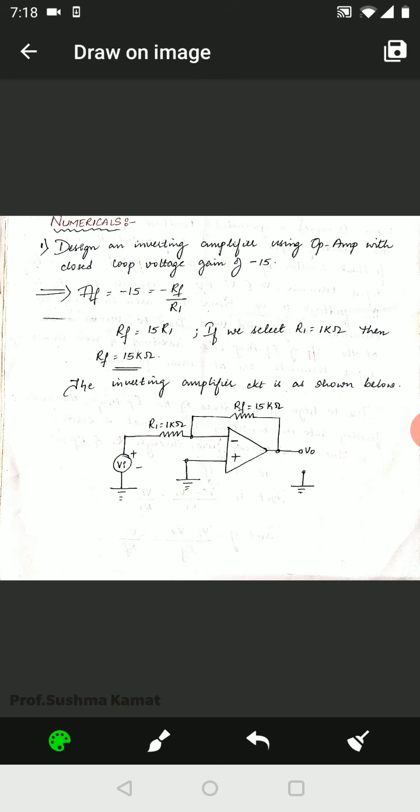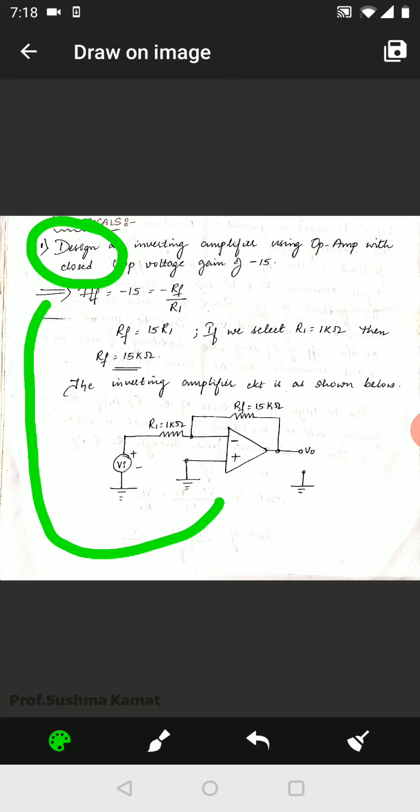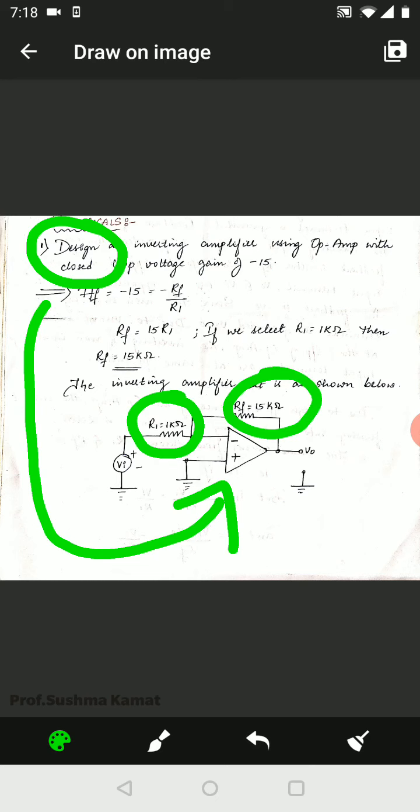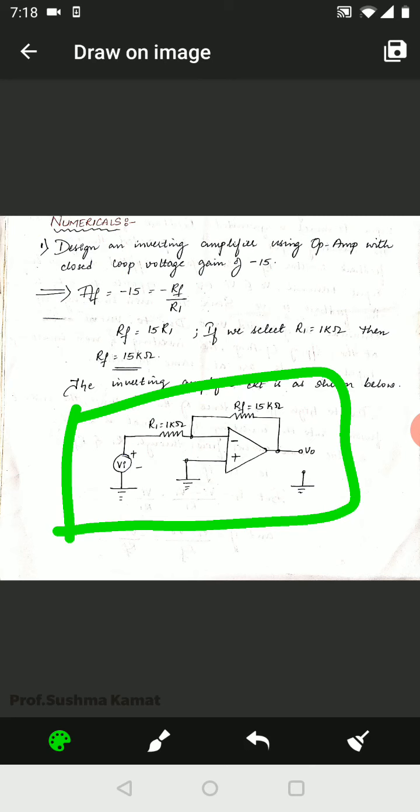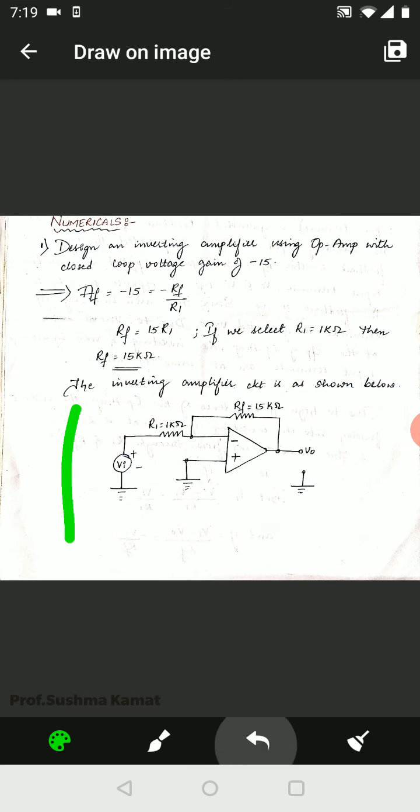In the numerical we see the word design. Whenever we see the word design, we are supposed to draw the circuit diagram of the concerned amplifier, and we should be writing the values which we have found out. So here is the circuit. In this circuit R1 value is being mentioned, RF value is also mentioned. Now that completes the numerical.